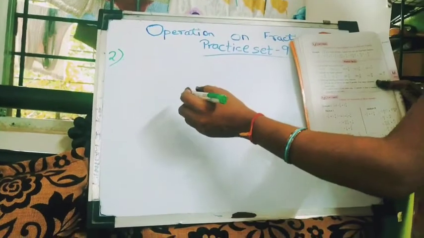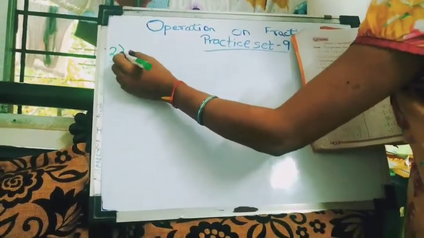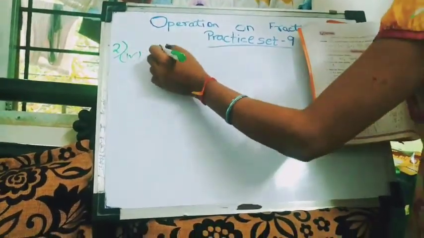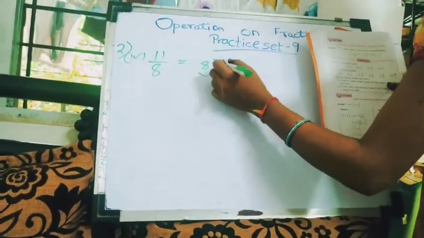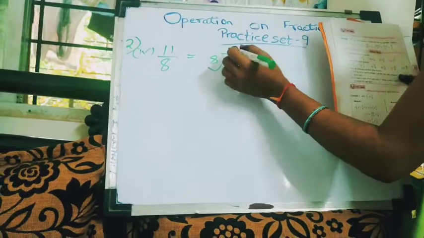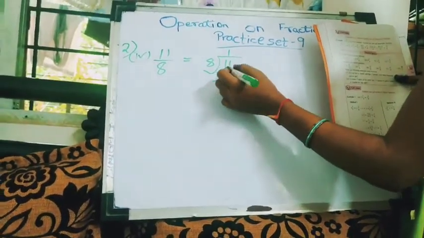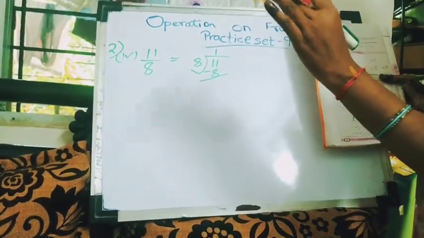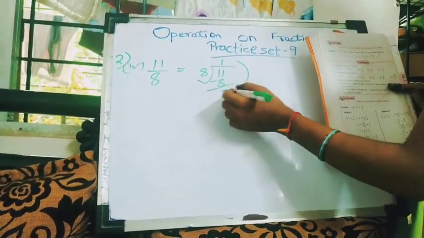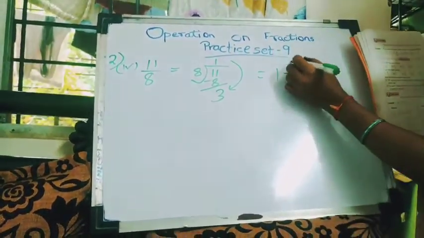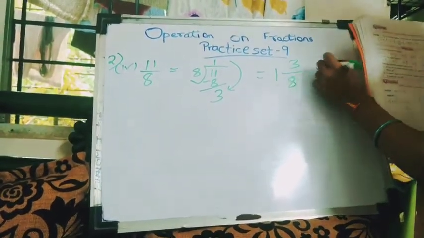Next question is number 4, which is 11 by 8. You divide 11 by 8. 8 1 is 8. Subtract 8 from 11: 9, 10, 11, 3. Start from here. You can write 1 upon 3 by 8.